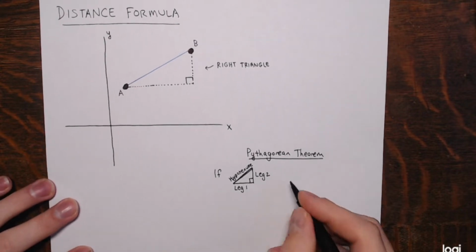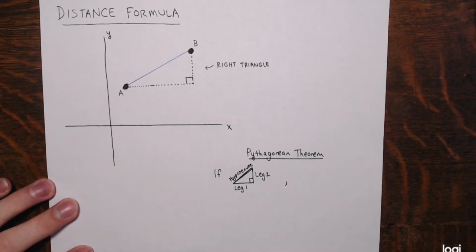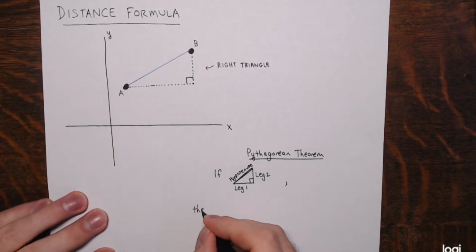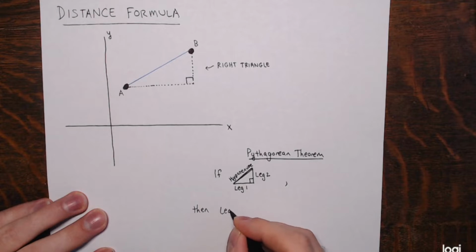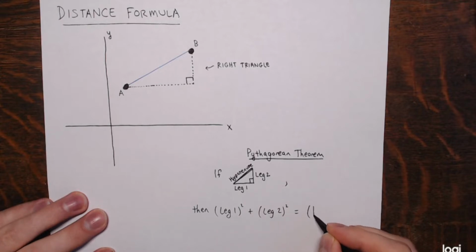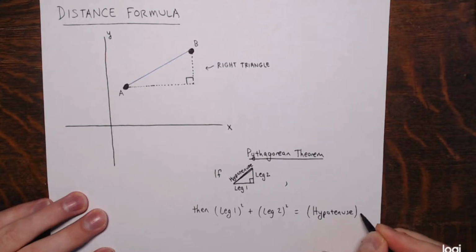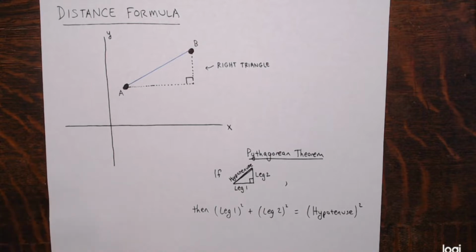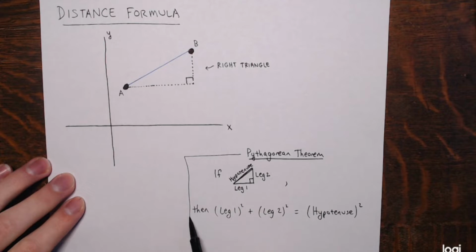So if you have a right triangle, and this is for right triangles only, this Pythagorean theorem, then leg 1 squared plus leg 2 squared will be equal to the hypotenuse squared. You may have seen this as a squared plus b squared equals c squared if you call the legs a and b and the hypotenuse c. This is going to help us a lot right here.